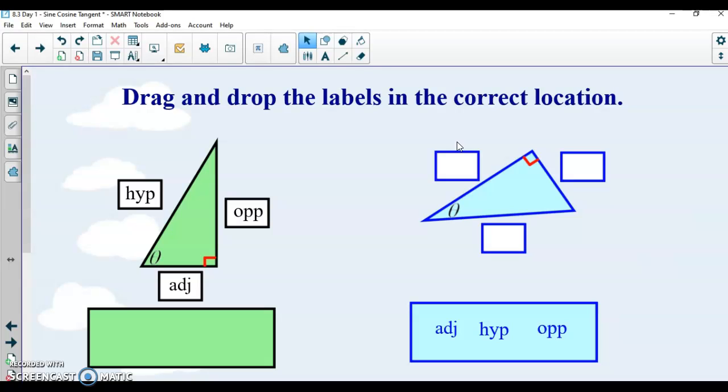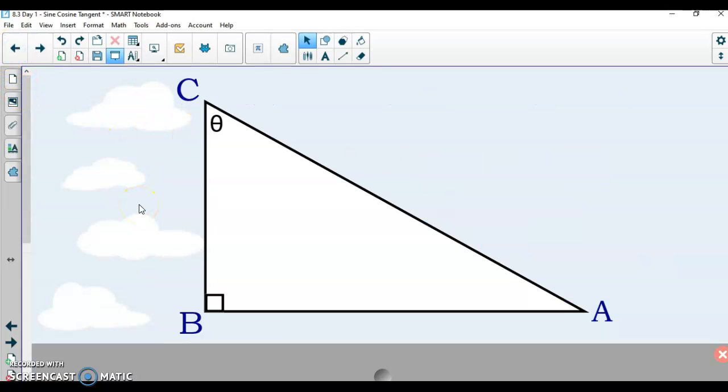Okay, welcome back, and let's see how you did. Again, I think it's easiest to identify the hypotenuse. Here's my right angle, and across the triangle from my right angle is the hypotenuse. Here's theta, so this is the other angle that we have information about. Across the triangle from theta is going to be our opposite leg, and the leg next to theta is our adjacent leg.